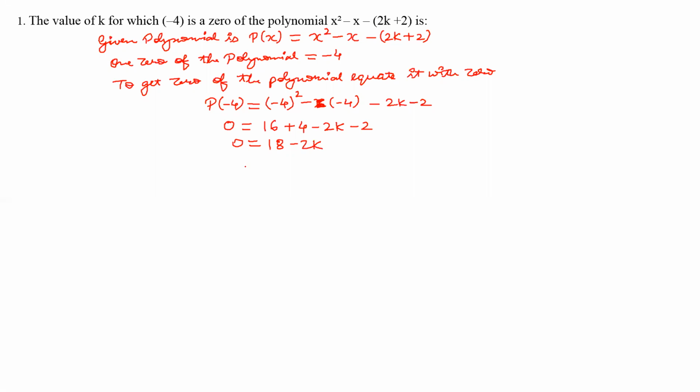So I will shift this 18 to the RHS, so it becomes -18, which is equal to minus 2k. The minus sign will get cancelled on both sides. So the value of k will be equal to 9. This is the correct process to write down the answer. In the exam also you will write it like this only. Most of you have written it correctly, some silly mistakes are there by a few students.